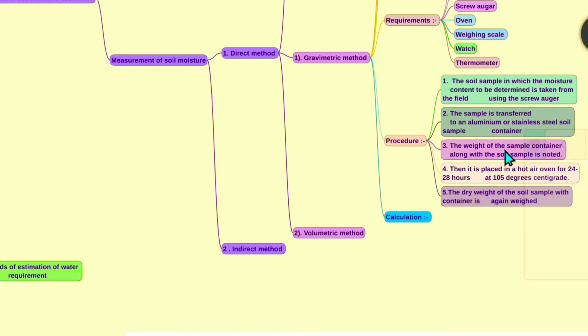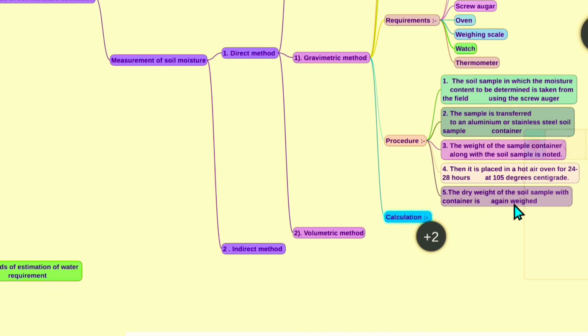And the third one, the next procedure is the weight of the sample container along with the soil sample is noted. Then it is placed in a hot air oven for 24 to 28 hours at 105 degree centigrade. And the last one, the dry weight of the soil sample with the container is again weighed. The procedure is completed here.